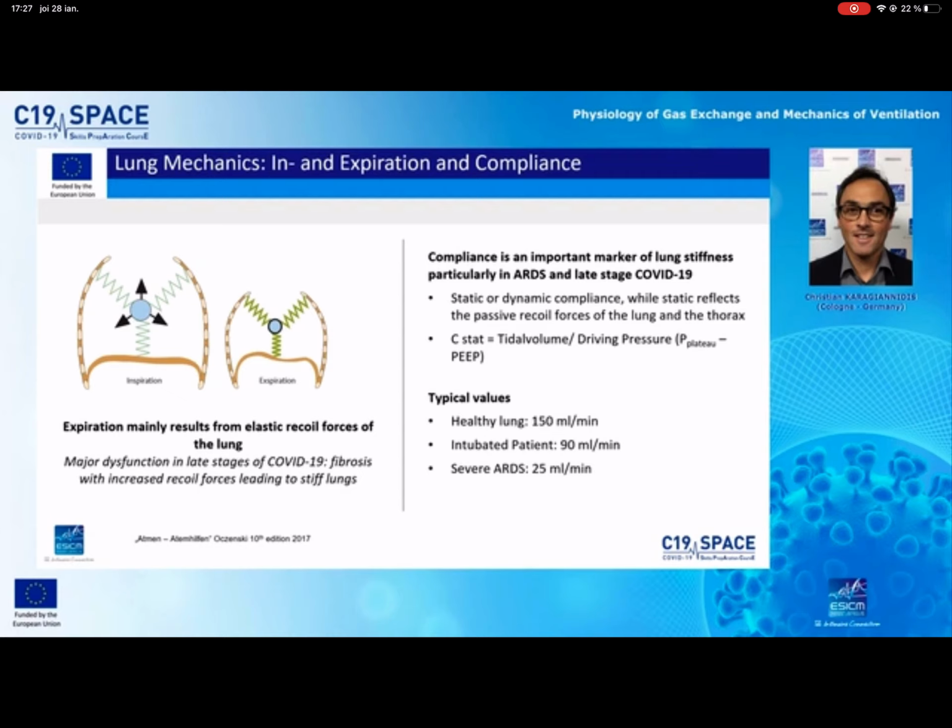Very typical values of the respiratory system in healthy lungs are around 150 ml per millibar, sometimes more. Intubated patients without a lung disease typically show a decrease in the compliance, to around 90 ml per millibar. And in patients with severe ARDS, it decreases down to, let's say, sometimes 20 or 25 ml per millibar.